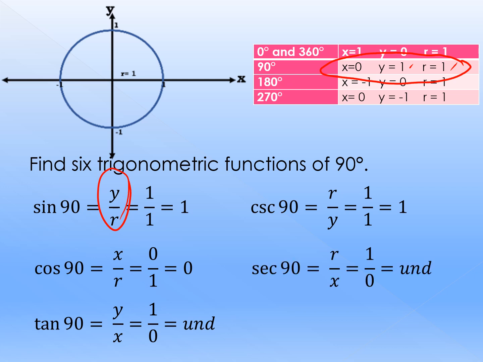For secant 90, that's r over x. R is equal to 1 and x equals 0. Since there is 0 in the denominator, therefore, the answer is undefined. For cotangent 90, that's x over y. So that's 0 over 1. Since 0 is in the numerator, therefore, that's equal to 0. So this learning will be very vital in order for us to find the 6 trigonometric functions of other angle measures.